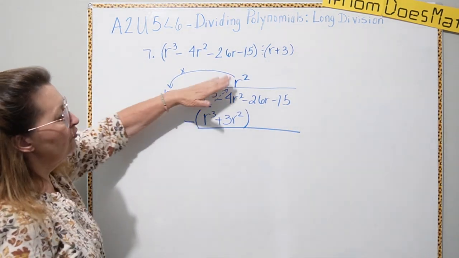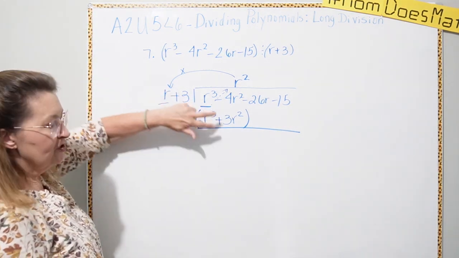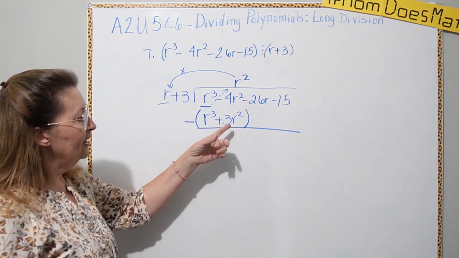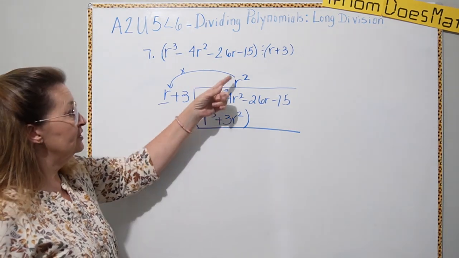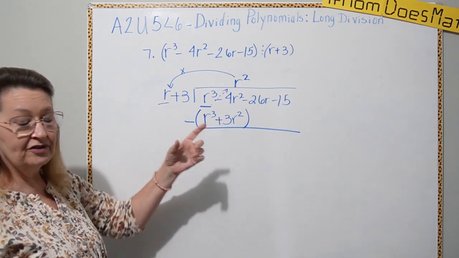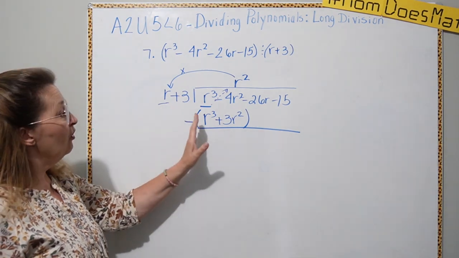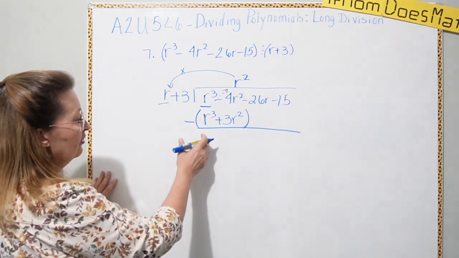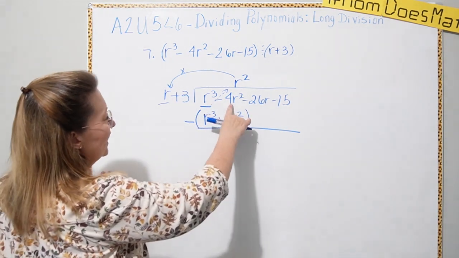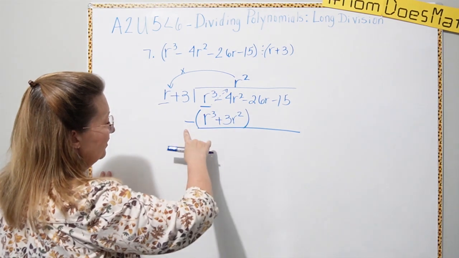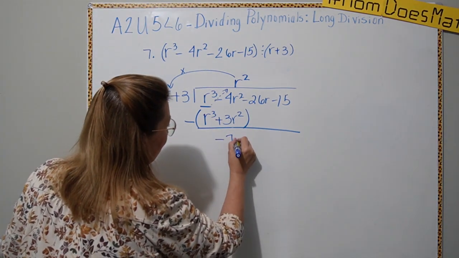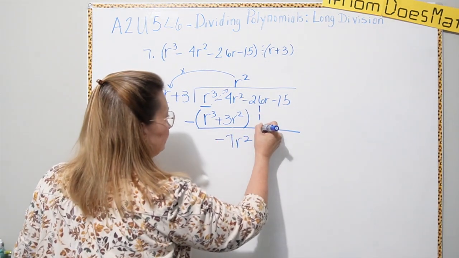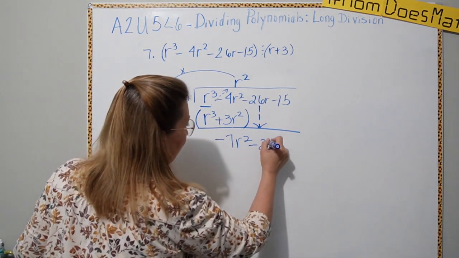Now, your whole goal for each step is to have your first two numbers match so that when you subtract, they disappear. Now, you can't control the second number because you just have to multiply whatever you have times this. You're stuck with that. But your goal is to get the first terms to eliminate. All right, so r to the third minus r to the third eliminates. Now, what is negative 4r to the second minus 3r to the second? Well, that's minus 7r to the second. Then we're going to come over here, and we're going to bring this number down.